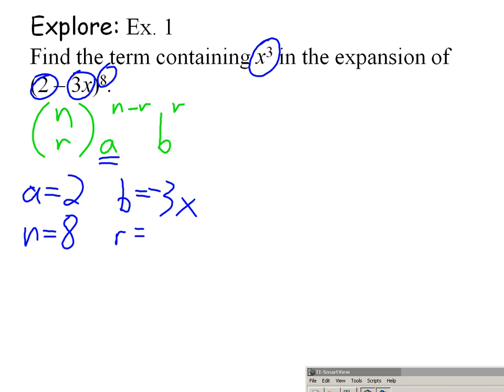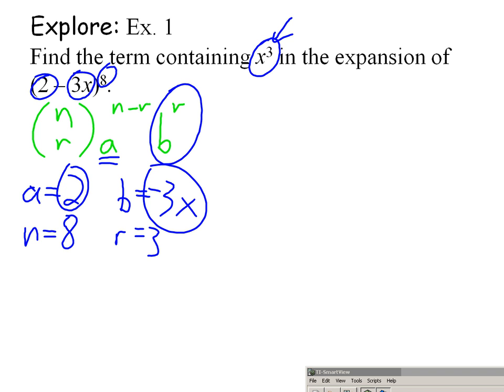Which term has an x in it? Well, a does not. A is just a constant of 2. B is the only one that has a power, or that has an x to it. So whatever we raise b to in that particular term, that's going to be the exponent of our x. What do we want to raise b to? We want to raise it so that we have an x to the third power. So r, as you can see here, has to be 3.